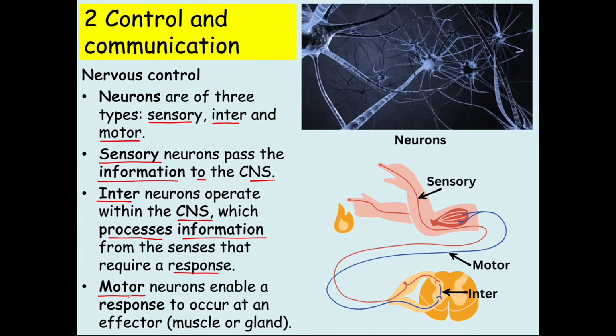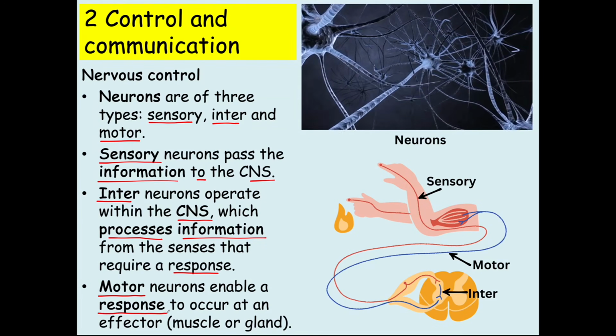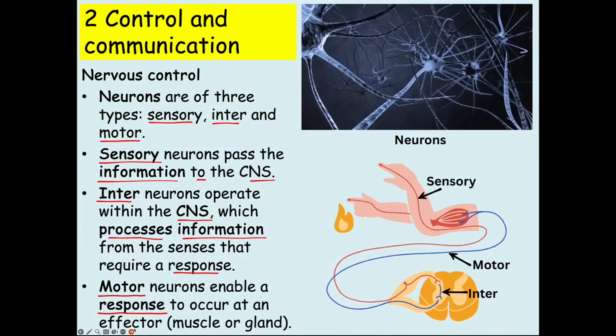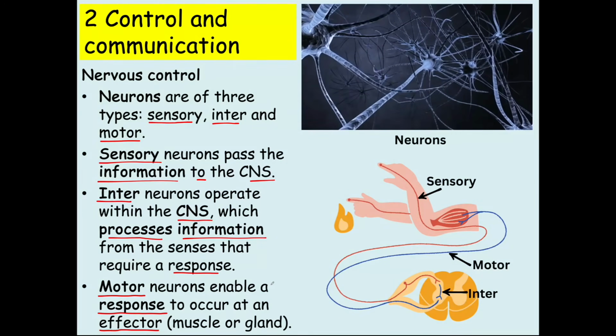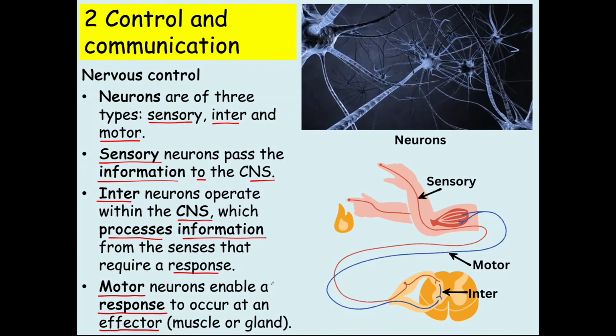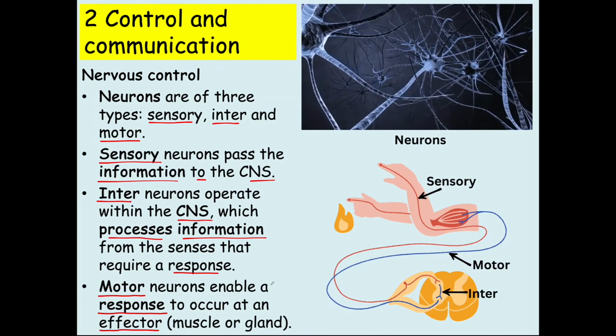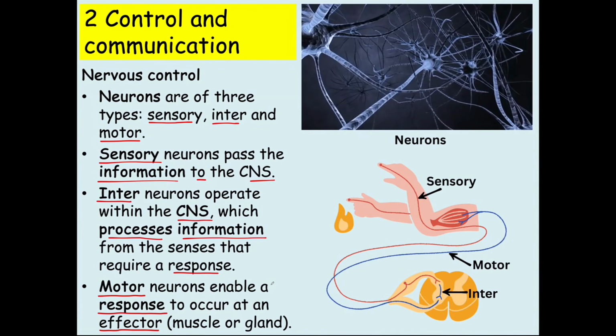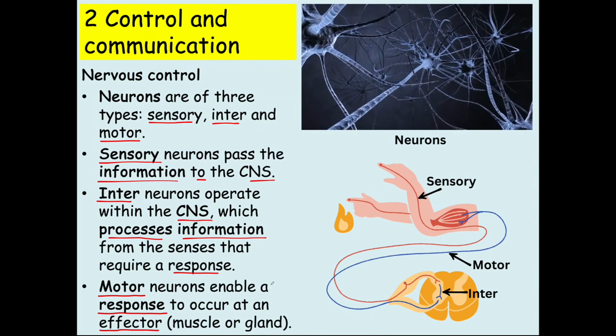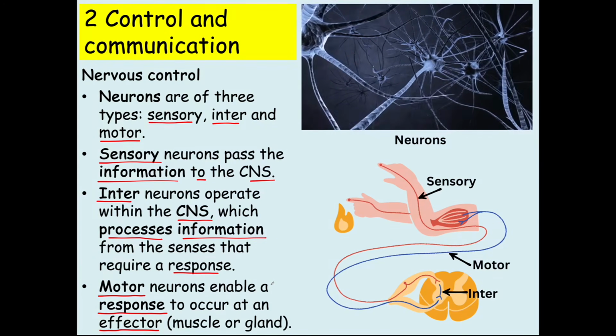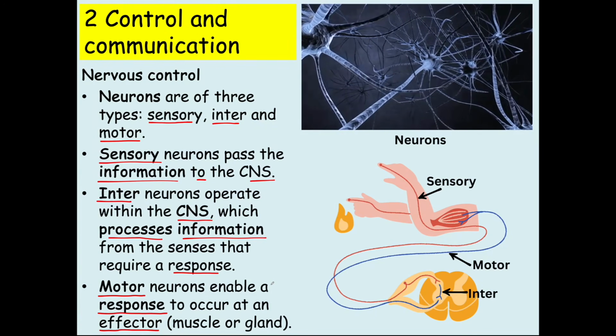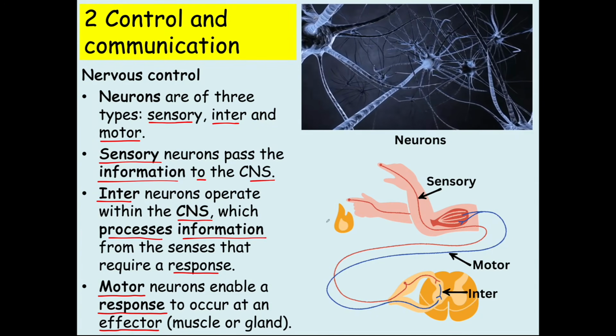Okay, motor neurons enable a response to occur at a place known as the effector. Now, the effector can be a muscle or a gland, and we'll talk more about that in a second, but the effector is the thing that carries out the response to the initial stimulus that got you firing impulses in your sensory neurons.